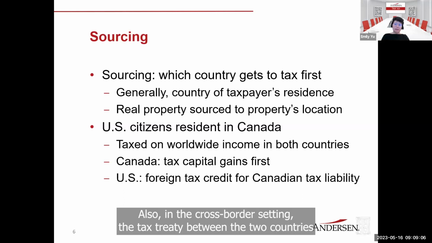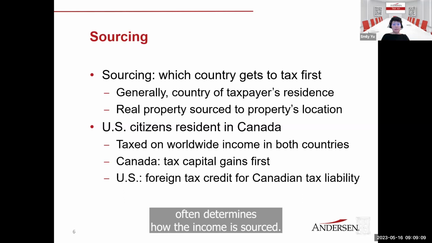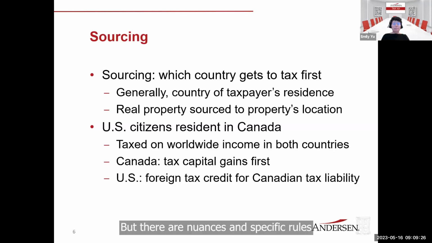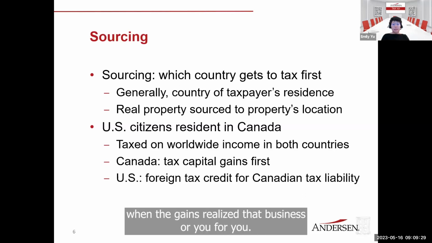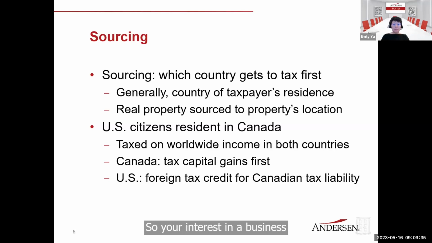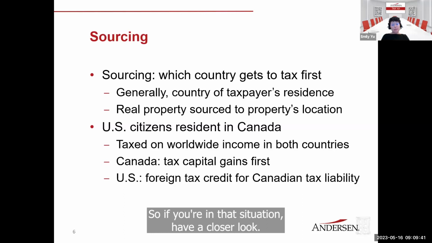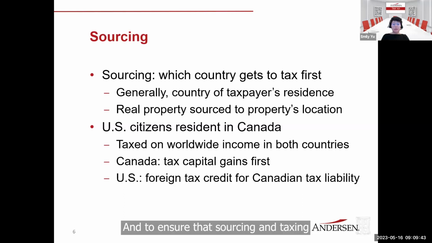Also, in the cross-border setting, the tax treaty between the two countries often determines how the income is sourced. In the case of real property, both Canada and the U.S. retain the right to tax gains from the sale of a property that's located in that country. But there are nuances and specific rules when the gains are realized by a business, or if you sell your interest in a business whose value is mainly attributable to real property. If you're in that situation, have a closer look to ensure the sourcing and taxing right of the country is correct.